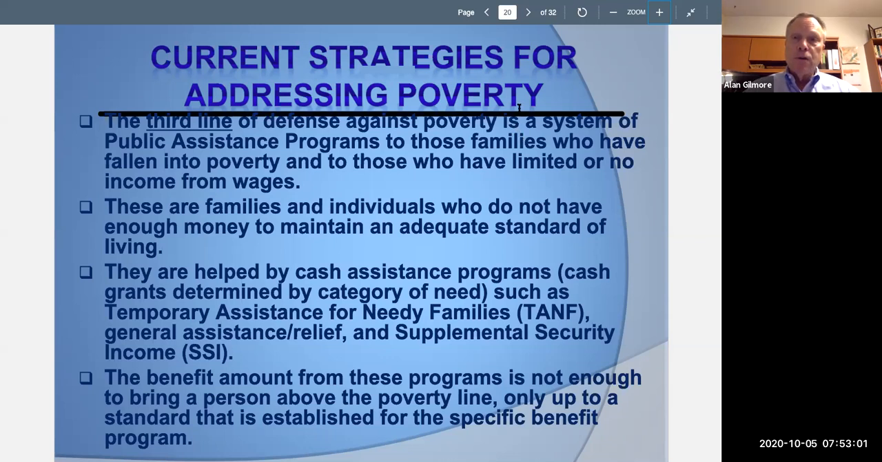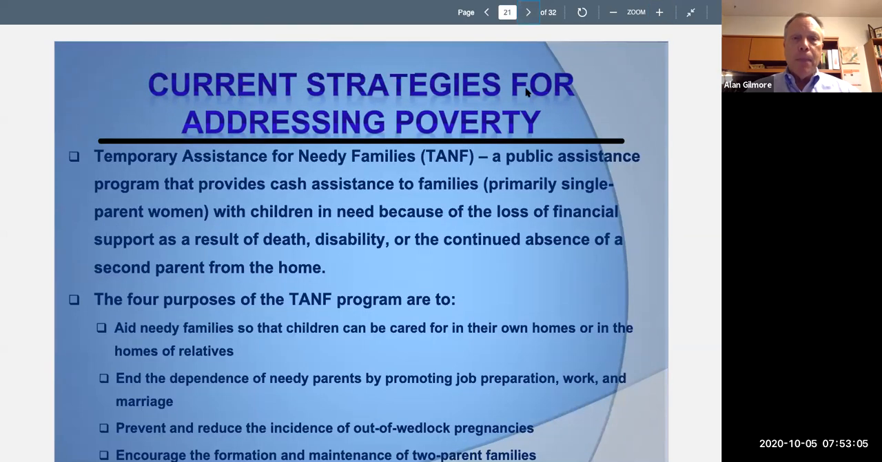Okay, so we're going to pause here. And when we come back, we're going to dig deeper into these public assistance programs.